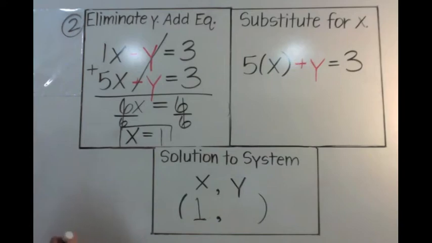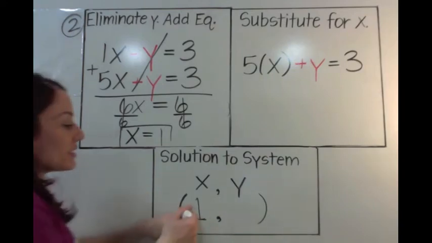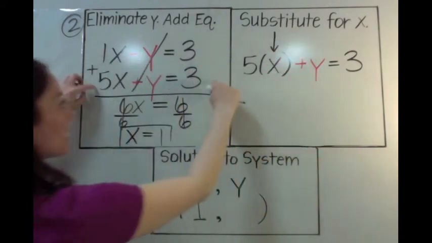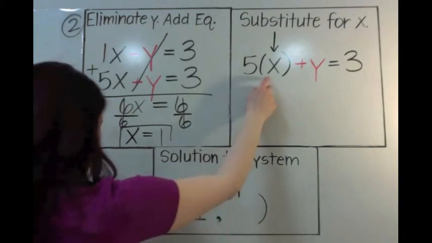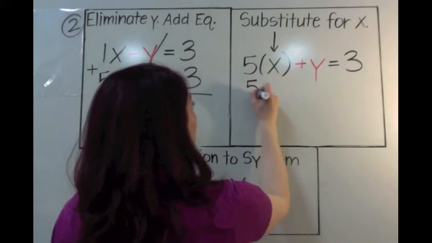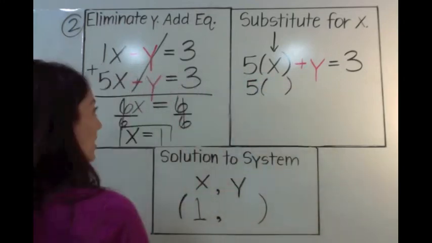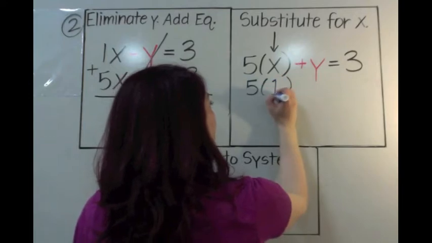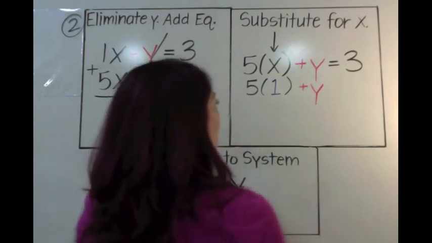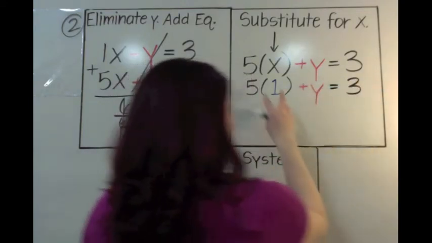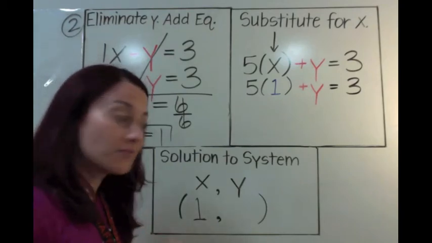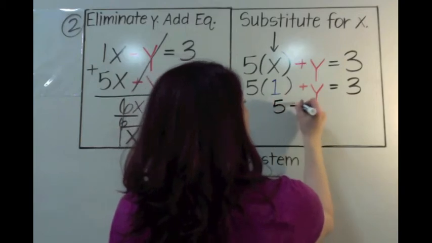With me? We're going to take that 1 and substitute it for x right in this equation, which is the second equation. Now it has parentheses. That means you're going to multiply. So first let's set up the multiplication. It says 5 times, remember that x is 1, plus y equals 3. Cool. So we have to multiply. What is 5 times 1? 5 times 1 is 5. Good.